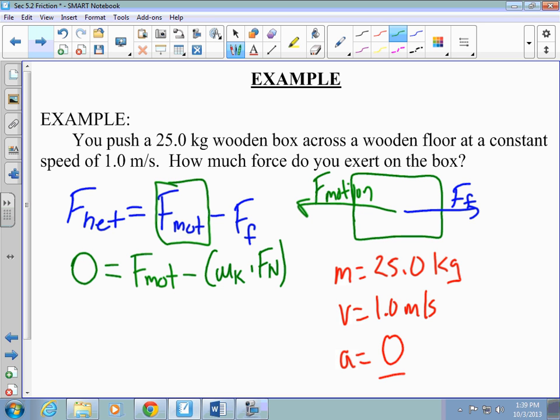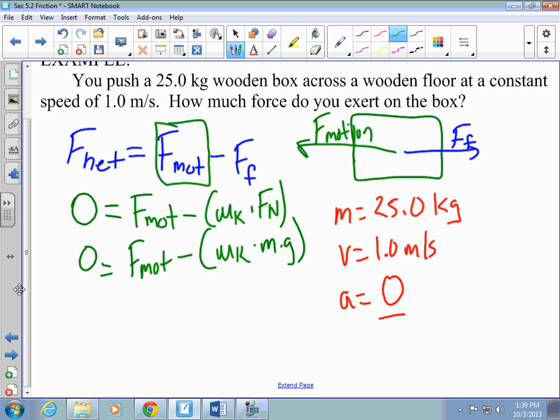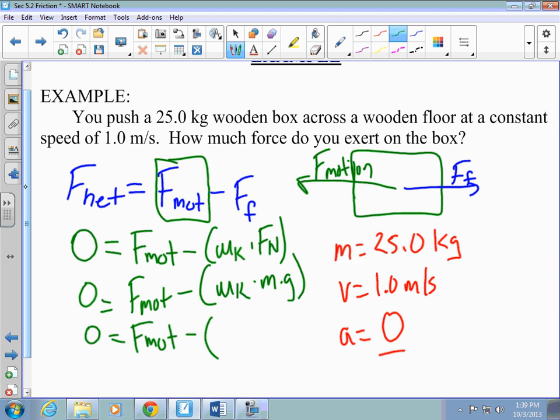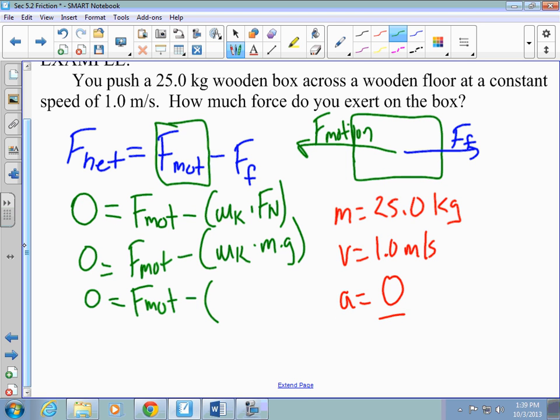We also know that the normal force is equal to mass times gravity. So all I'm left with doing now is plugging in some numbers. 0 is equal to the force of motion minus the coefficient of friction. Now, it's a wooden box on a wooden floor, so you're going to look on page 129 in your book for the coefficient of kinetic friction for wood on wood. And when you do that, the number you get is 0.2.